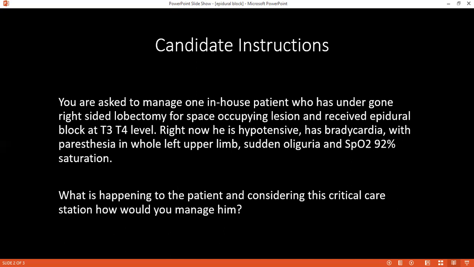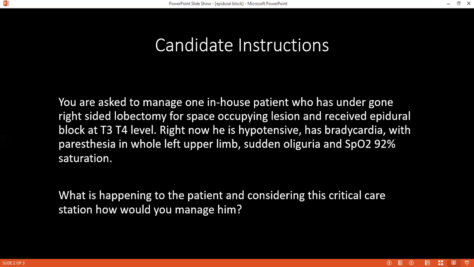If you have to consider the inotropes, can you tell me what are the inotropes which are considered negative? Negative inotropes are inotropes that decrease the contraction of the heart, such as beta blockers: propranolol, atenolol, acebutolol. These are the negative inotropes.